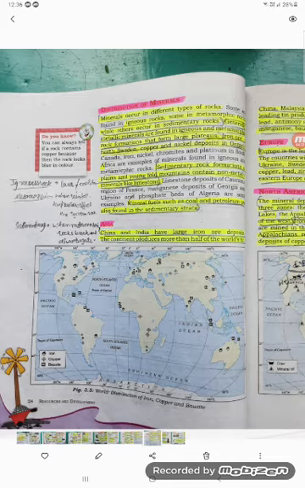Now here are ores. Ore is the rock from which minerals are mined.